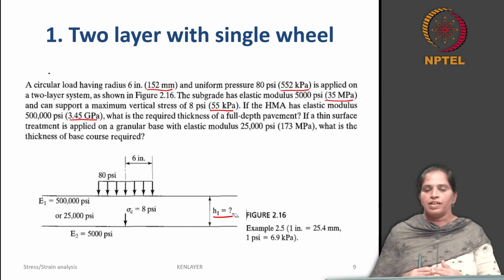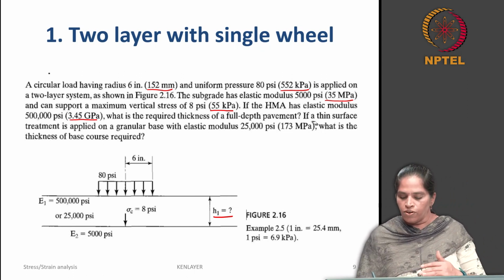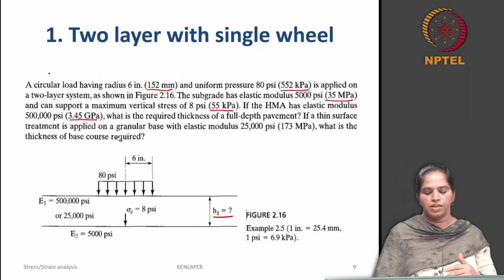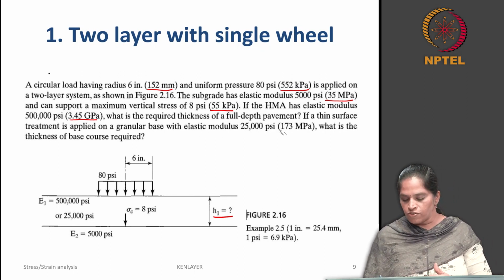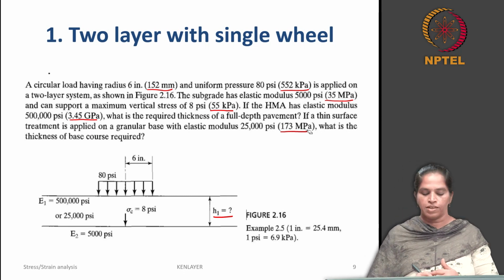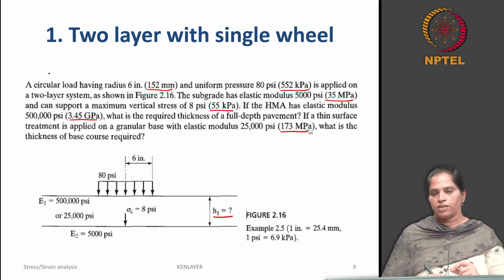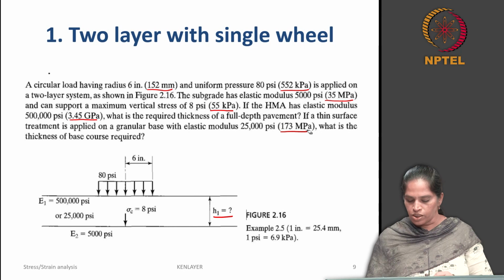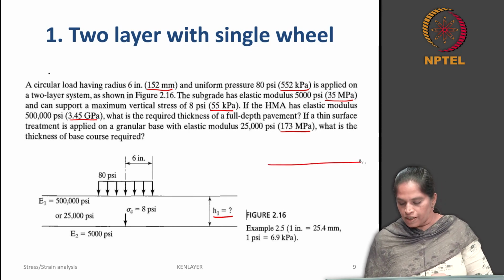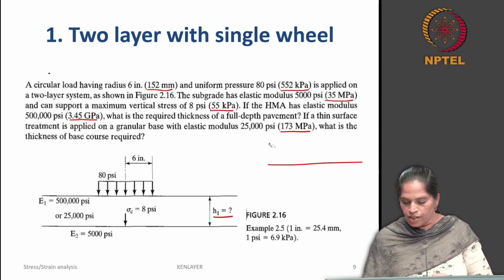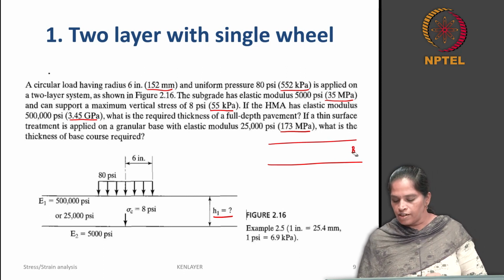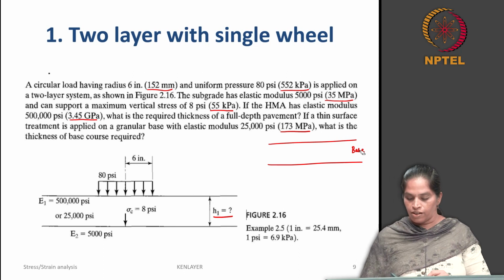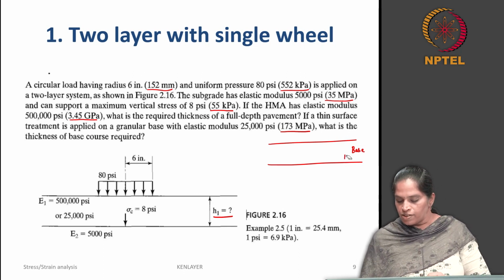Now, in the next part of the question, you have: if a thin surface treatment is applied on a granular base with an elastic modulus of 173 megapascal, what is the thickness of base course required? So, the question is like you have a subgrade layer, and above the subgrade, instead of a hot mix asphalt layer, you have a base layer, and the base layer is a granular layer. The modulus of this base layer is 173 megapascal.